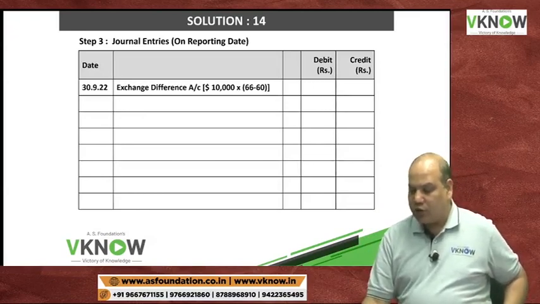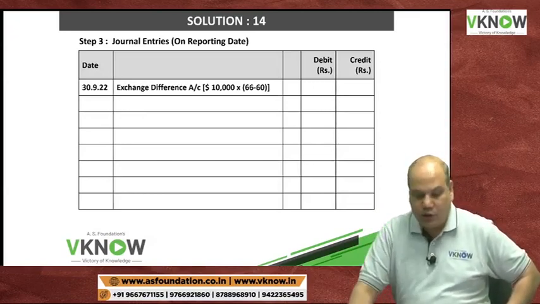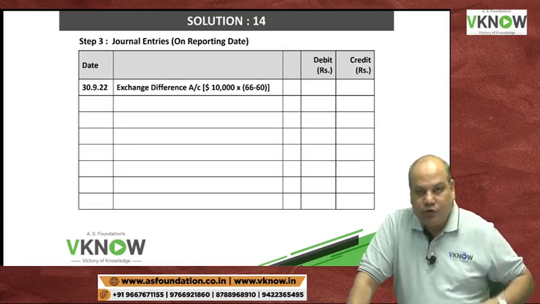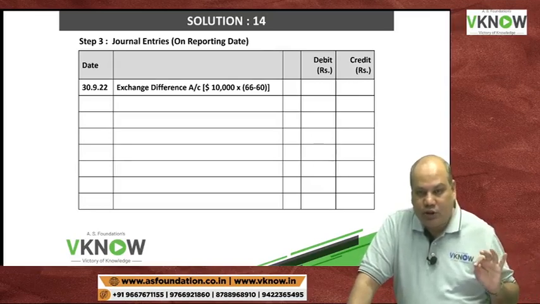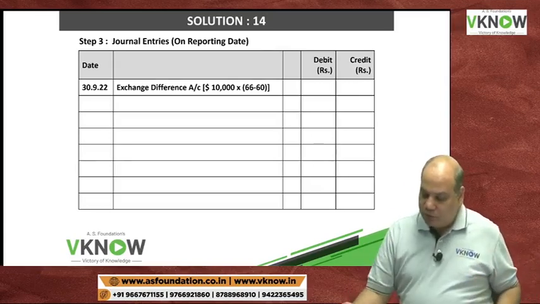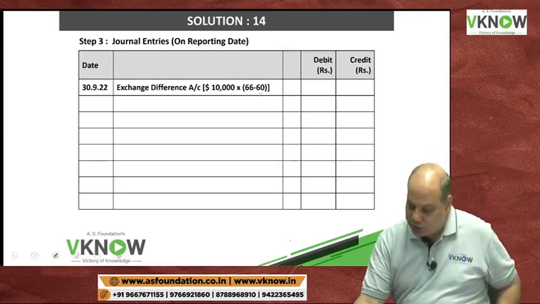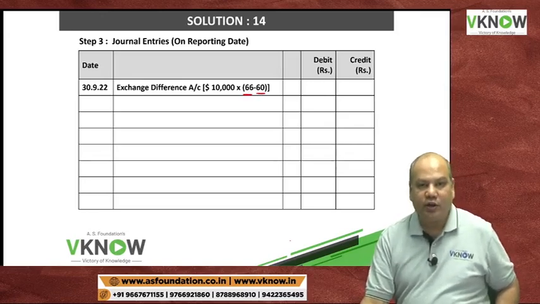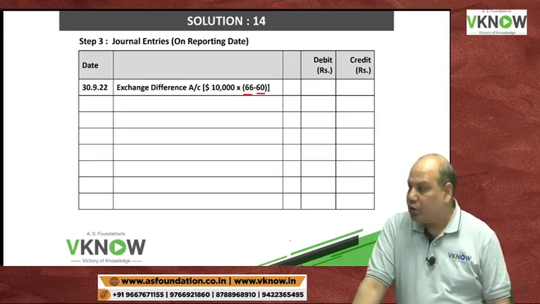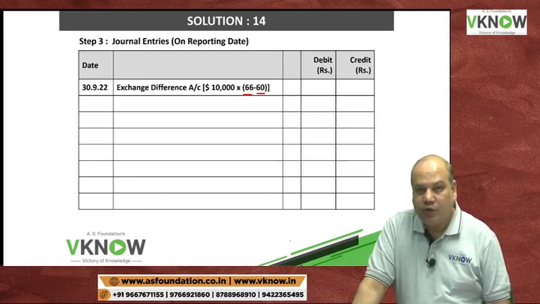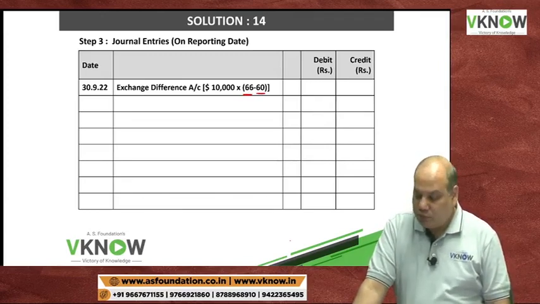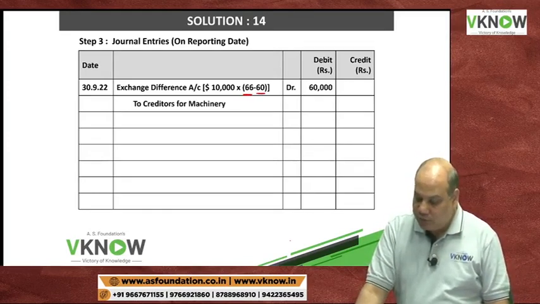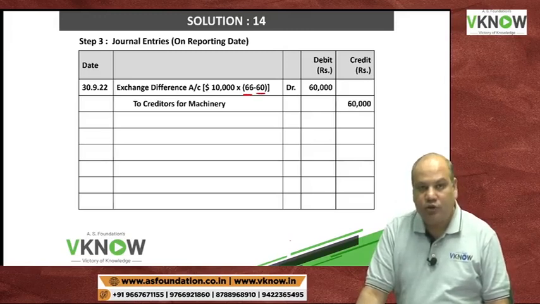All entries on 30th September 2022. First, we will take creditor for machinery. When we had purchased machinery, the rate was 60, and the reporting date rate is 66. So the creditor for machinery will increase by 60,000 rupees.